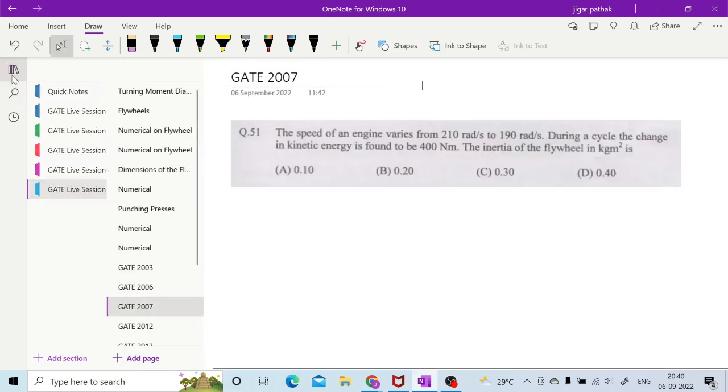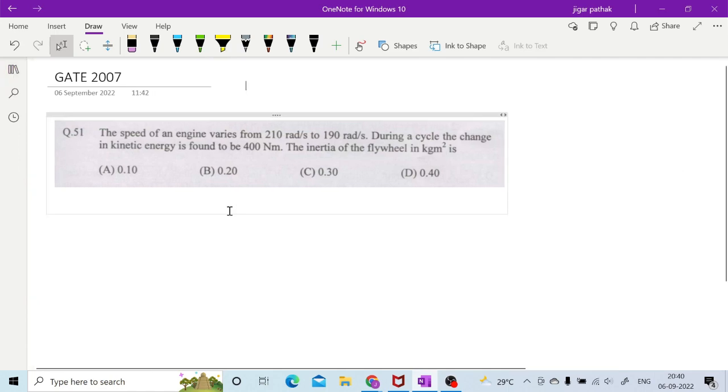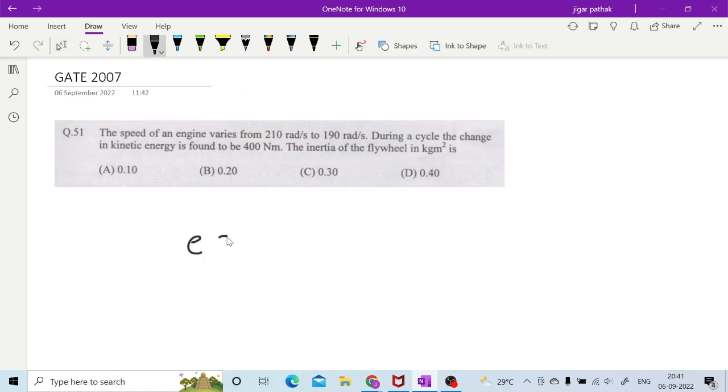Okay, next is this one. The speed of an engine varies from 210 radian per second to 190 radian per second during a cycle. The change in kinetic energy is found to be 400 Newton meter. The inertia of the flywheel. You can calculate this, right? Because E is equal to 1/2 I omega 1 square minus 1/2 I omega 2 square. Very simple. Quickly calculate and tell me.